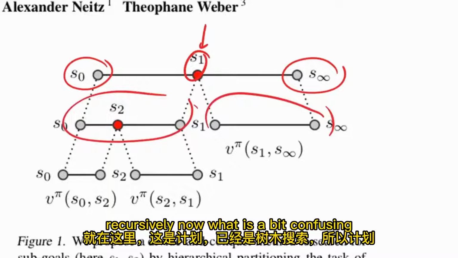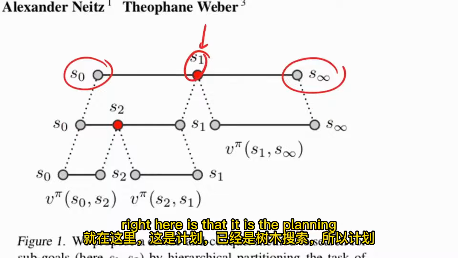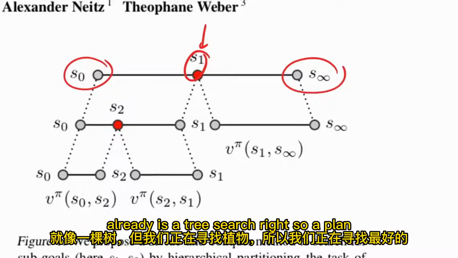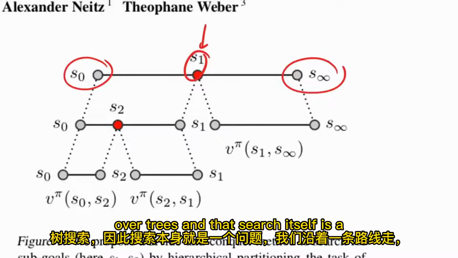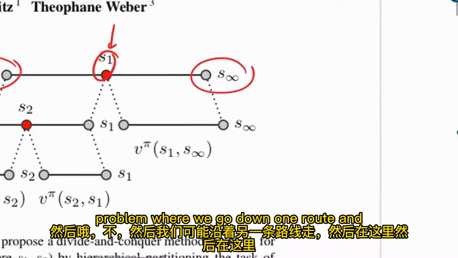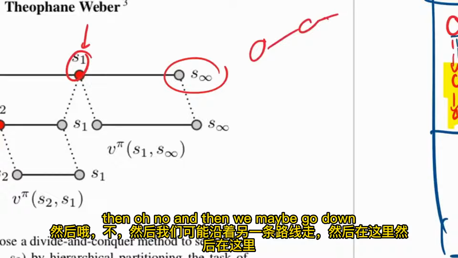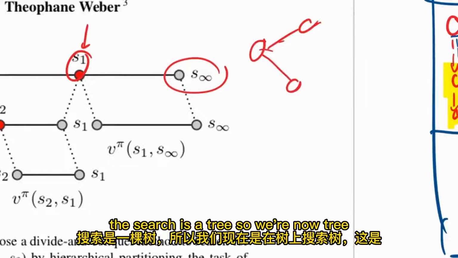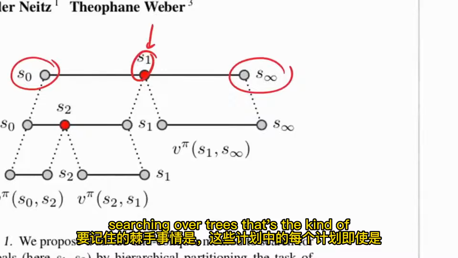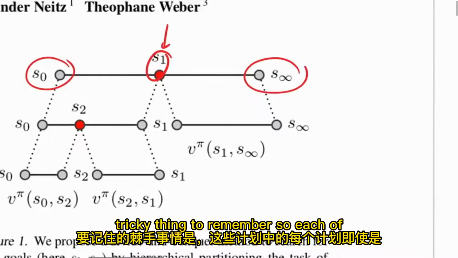Now, what is a bit confusing right here is that the planning already is a tree search, right? So a plan is like a tree, but we are searching over plans. So we're searching for the best plan, which means that we are searching over trees. And that search itself is a tree search. So the search itself is a problem where we go down one route and then, oh no, and then we maybe go down another route and here and then here. So the search is a tree. So we're now tree searching over trees. That's the kind of tricky thing to remember.